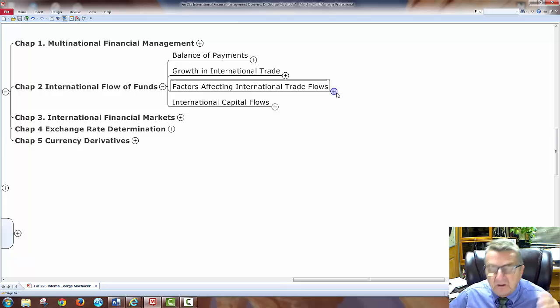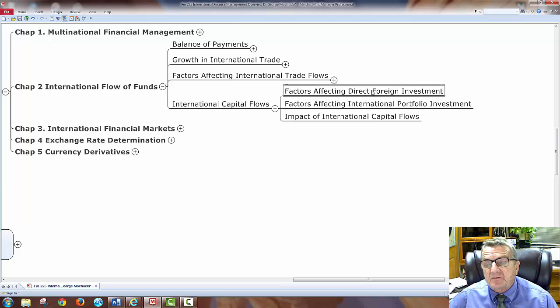You have the IMF. You have different organizations out there that are already doing global commerce. Now we are looking at how we do the finance and accounting and work with them. There is an acceptable practice, and that's what you're going to learn here. International capital flows, factors affecting direct foreign investment: what tax breaks do I get? Could I be an owner? Do I have to have the government involved? Depends how credible the country is. Affecting international portfolio investment.